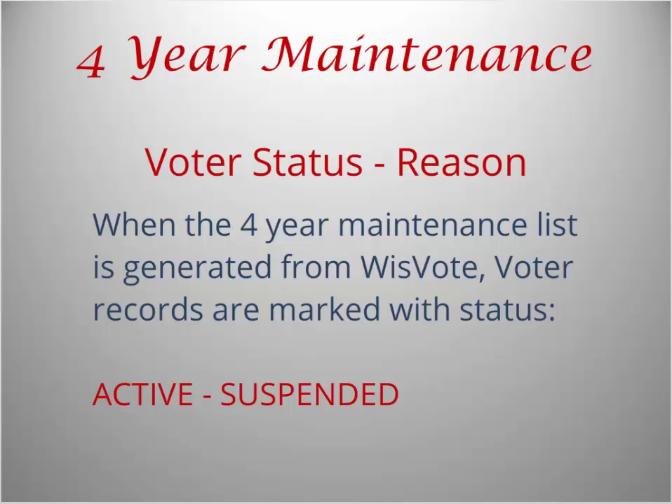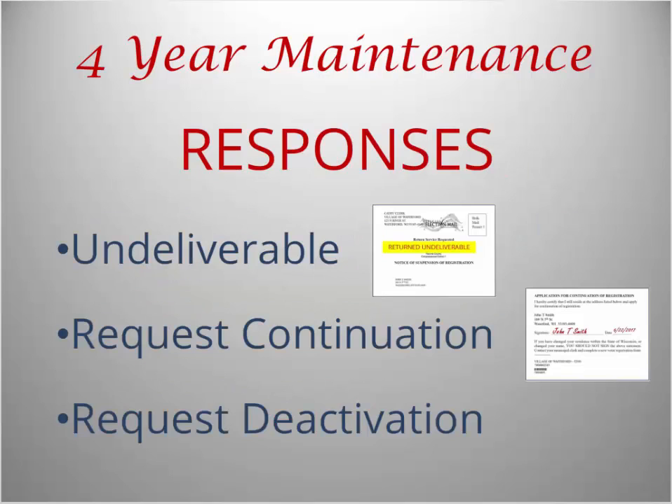When the four-year maintenance list is generated from WisVote, any voters identified on that list are marked with the status Active Suspended. The responses that are tracked in WisVote include cards that are returned as undeliverable by the post office, cards that are returned by the voter who has signed the card and is requesting continuation, and those that result in a request from the voter or a voter's representative requesting that the voter record be deactivated. This might happen if a voter has moved or been convicted of a felony, or if the voter has died.